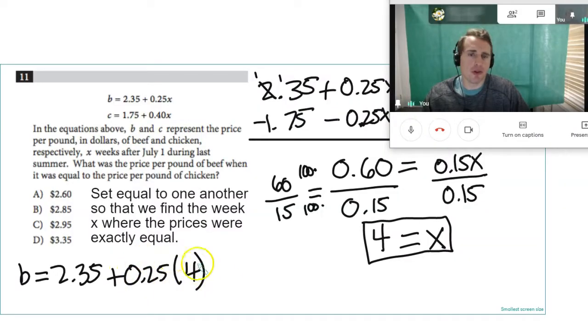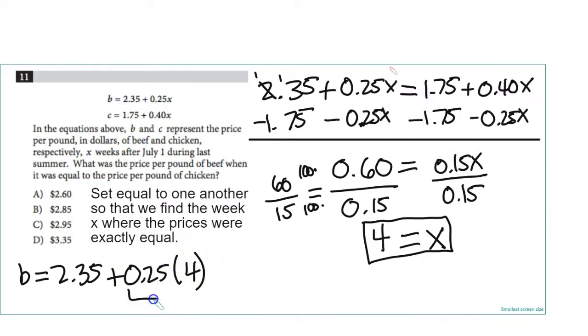Now, what's 0.25 times 4 by order of operations? This right here gives 1. And then we need 2.35 plus 1, right? It's going to be dollars, so $3.35, which is which choice? So I think D should be the right answer.